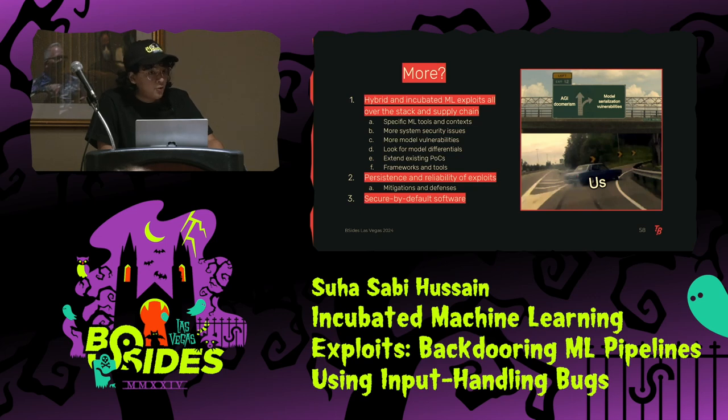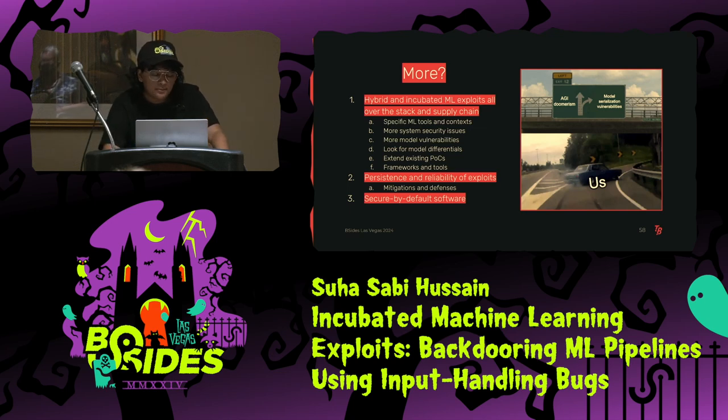So I'm really hoping that we can see more work on hybrid ML exploits and incubated ML exploits. I want to see them addressed by more frameworks and tools. I'd love to see this framework evolved and also be applied to specific ML tools and contexts, as well as more bug classes and more model vulnerabilities.